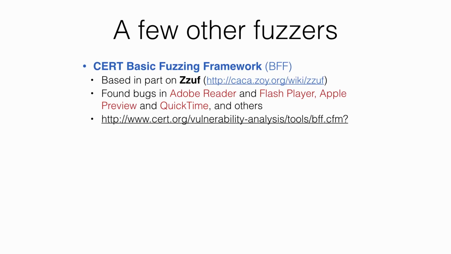We've discussed several example fuzzers so far and the basics of fuzzing overall, and there are yet more fuzzers that are available for use. For example, the CERT Basic Fuzzing Framework, or BFF, based in part on an earlier fuzzer, zzuf, is freely available, and it has been used to find bugs in commonly used software like Adobe Reader, Flash Player, Apple's Preview and QuickTime, and many others.